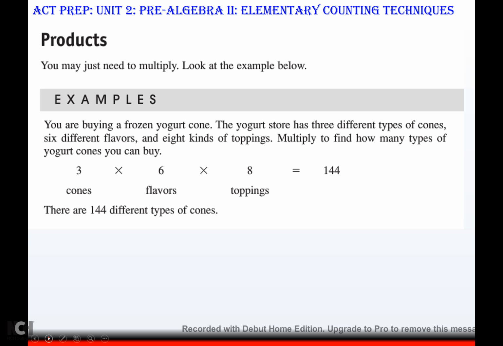All right, products, you may just need to multiply. Look at the example below. It says you're buying a frozen yogurt cone. The yogurt store has 3 different types of cones, 6 different flavors, and 8 kinds of toppings. All you have to do to find out how many types of yogurt cones you can buy is multiply all your choices together. You have 3 choices for a cone, 6 choices for a flavor, 8 choices for your toppings. Multiply those together, you get 144.